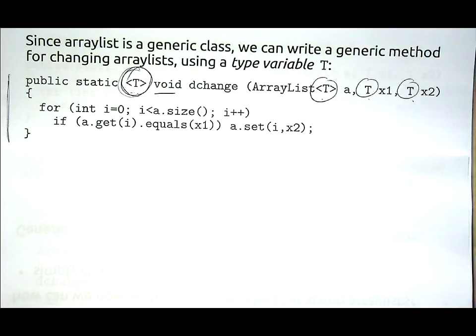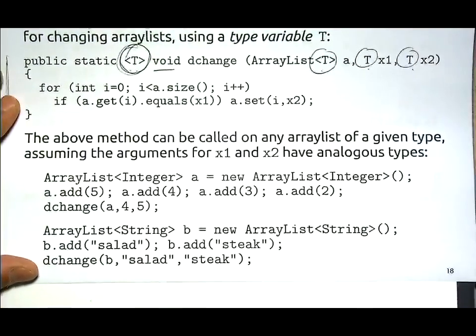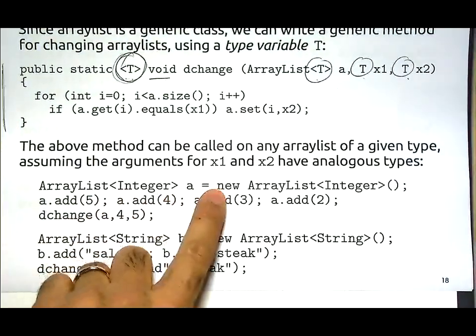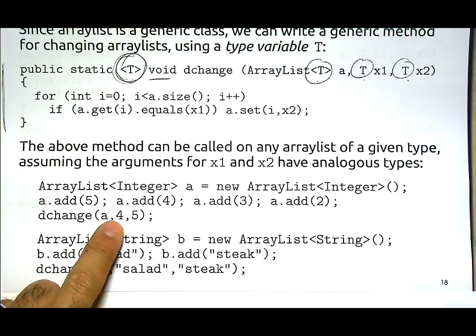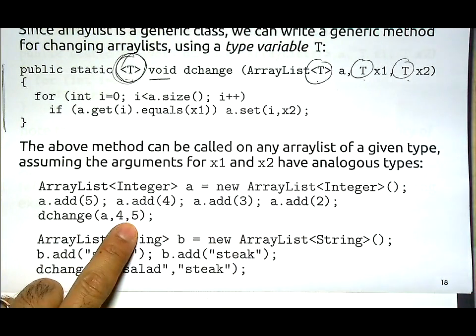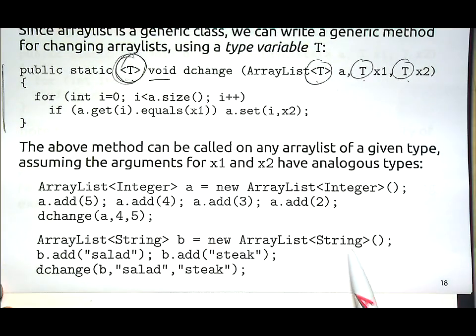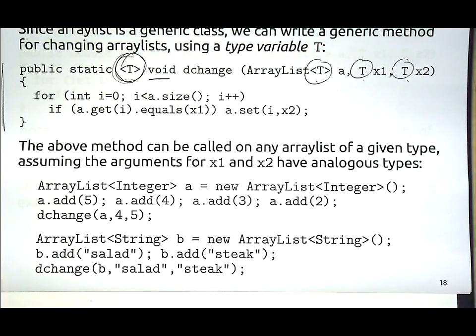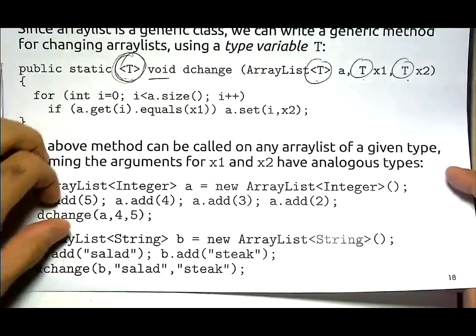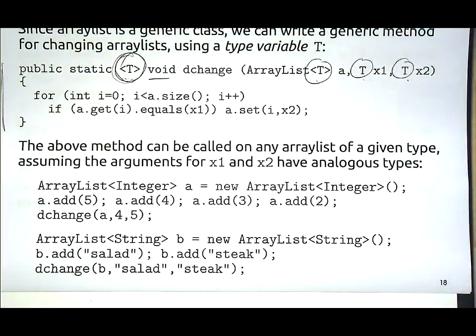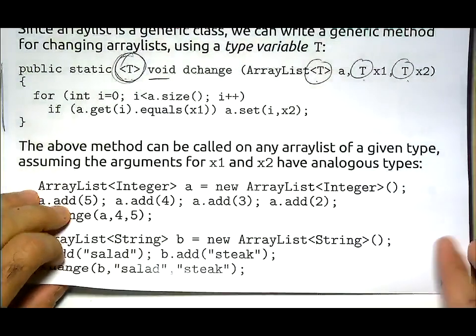So you write this method once, and then you can call it, for instance, on an array list of integers. You create it, you add some elements, and then you change, for instance, 4 to 5. Or you create a new array list of strings, you add two strings to it, and then you say, okay, now change start to state. And this kind of parametric writing of methods is actually very useful. This is another reason why array lists are very handy and useful in general. Okay?